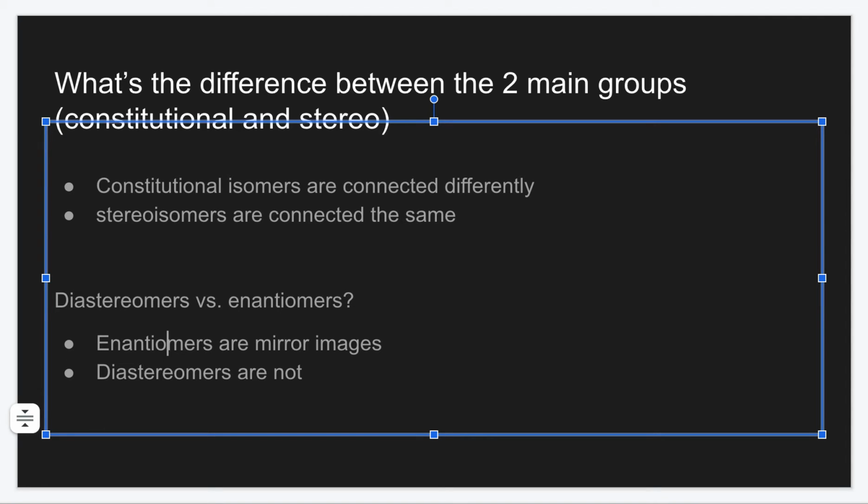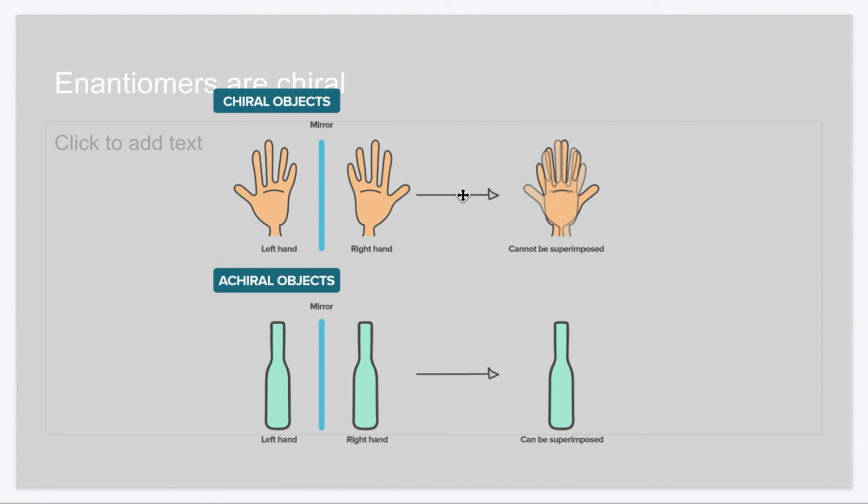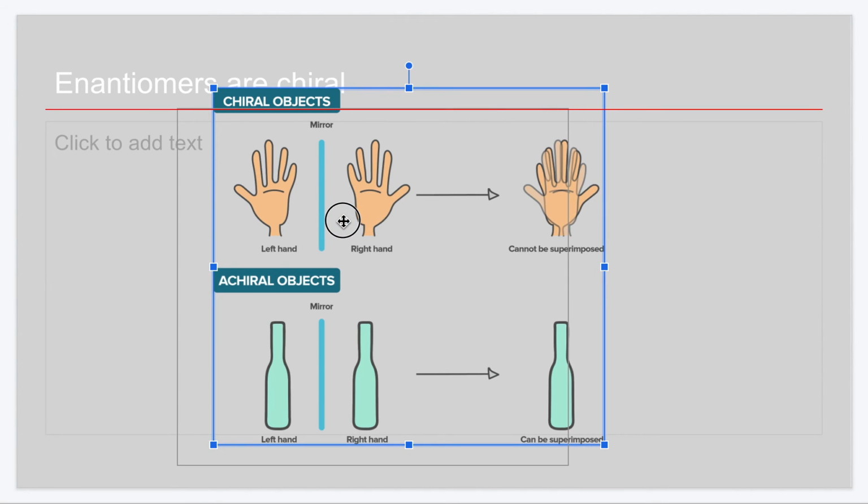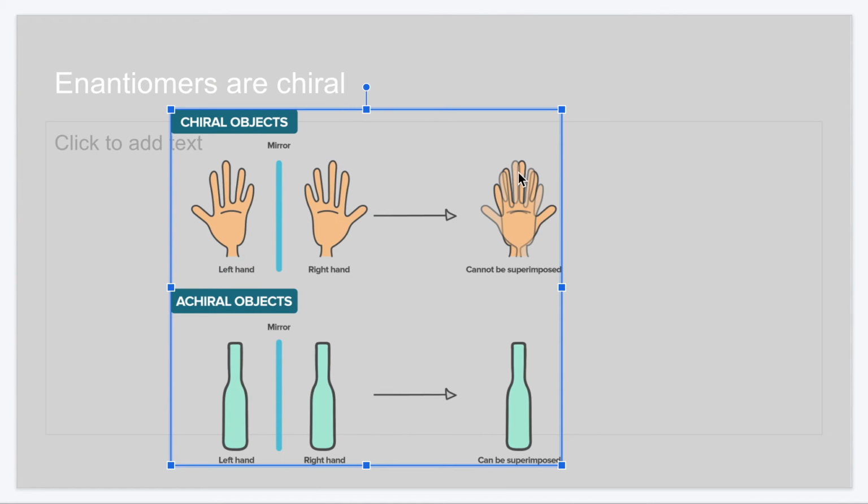So what is an enantiomer? Let's figure out. Enantiomers are what we call chiral objects. So here's a little example. We have a picture here of a left hand and a right hand, mirror images of each other. And when you put them on top of each other, or superimpose them, they do not line up perfectly, so they can't be superimposed.